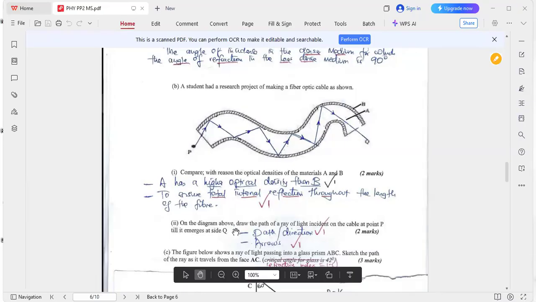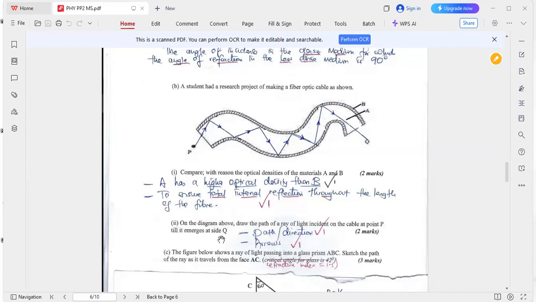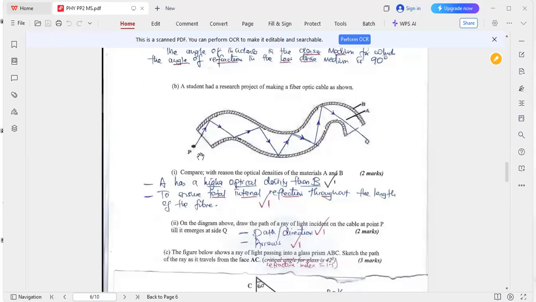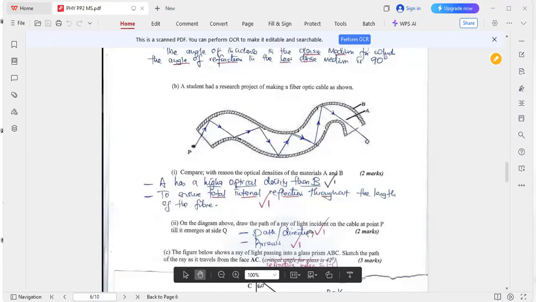2, on the diagram, draw the path of a ray of light incident on the cable at point P till it emerges. So you use a ruler. Remember, this is geometric optics. Your rays should have arrows, using a ruler because light travels in a straight line. So you draw those zigzag rays until Q.